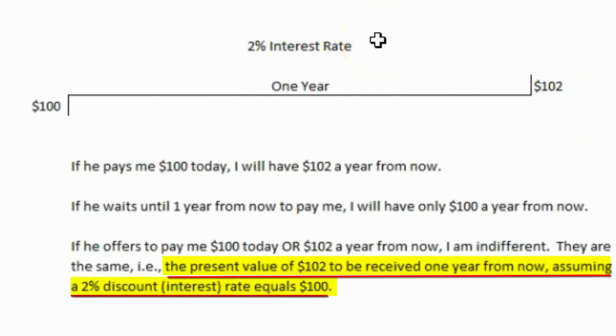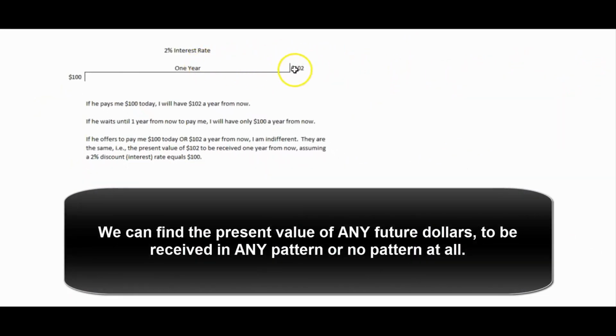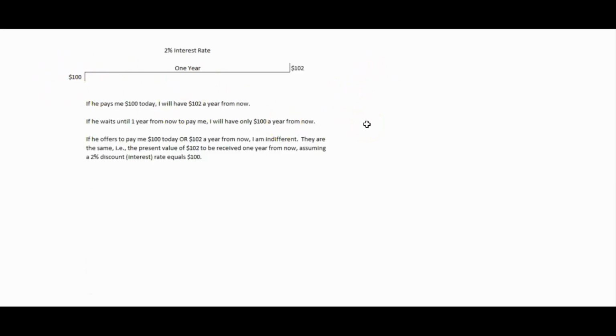And what we can do is find the present value of any lump sum or any annuity, which is the same sum received over and over again every month or every year, or any cash flows. If it's $100, $102, $103, $2,000, whatever it is, we can find the present value of that, either using algebra or tables like are in your textbook, or using Excel, or using the financial calculator.